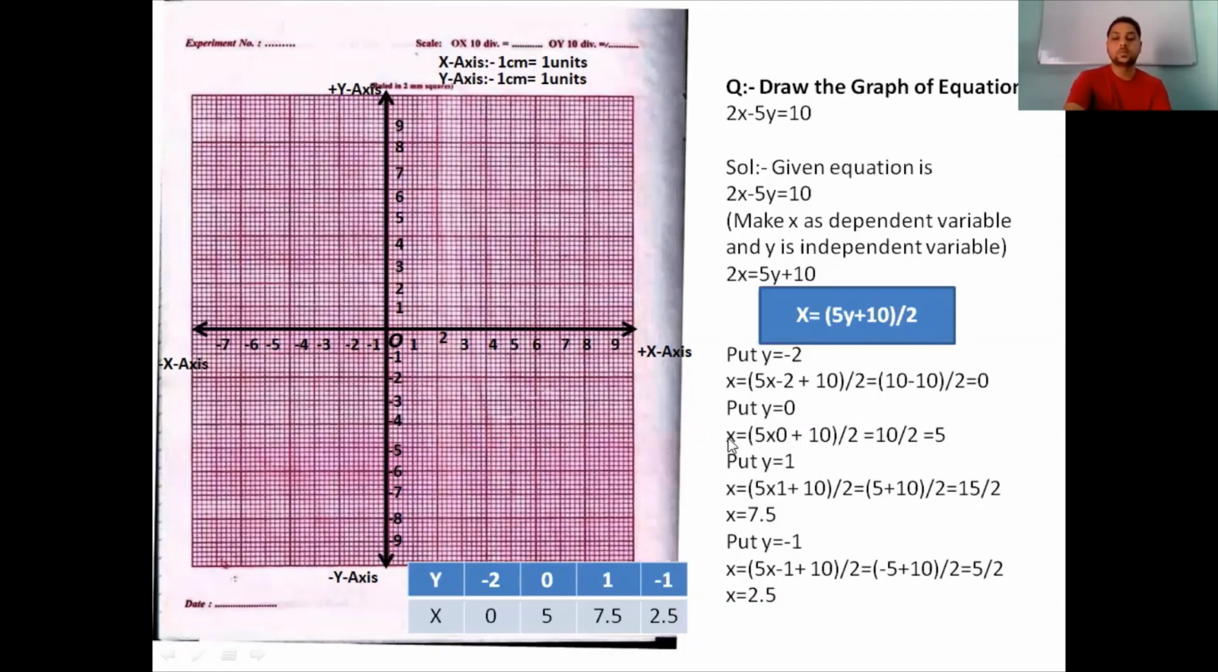Now we have to represent these points. First point is (0, -2). Here we have the first point. Second point is (5, 0). These are the points which are easy to find.